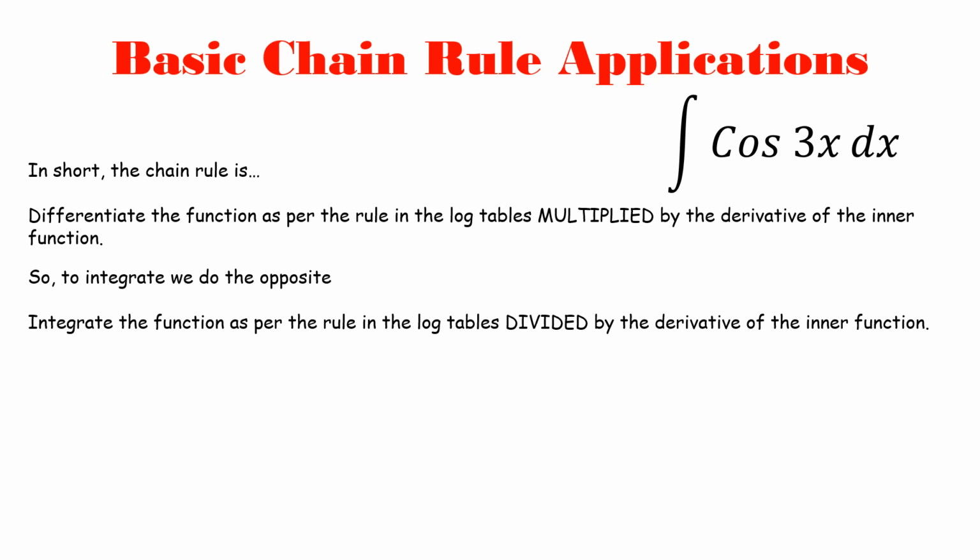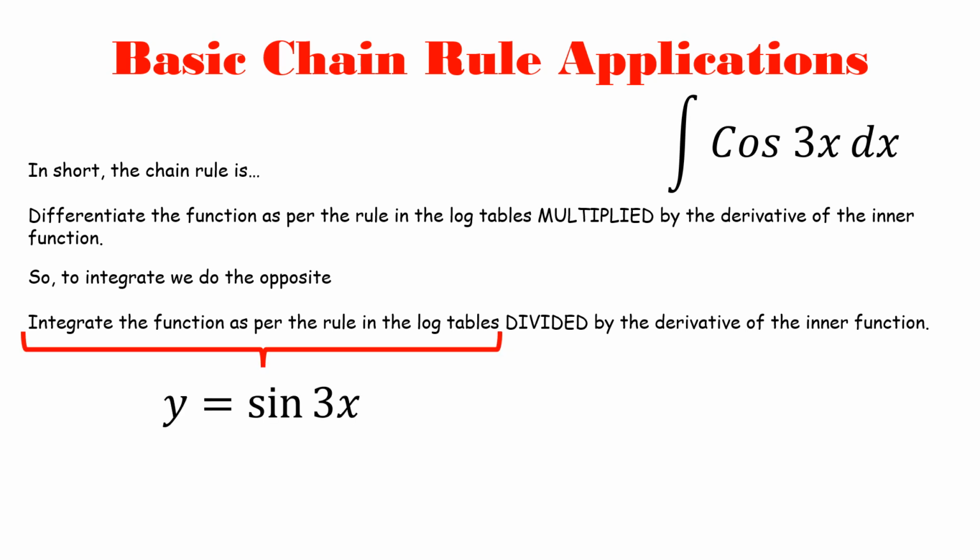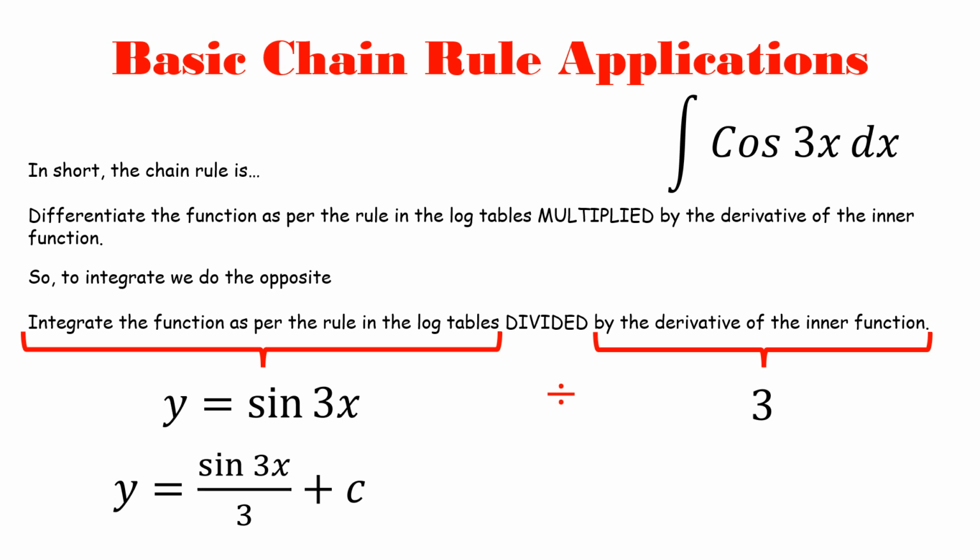So for cos 3x dx, we're going to integrate the function as per the rule in the log tables. On page 26, they tell us that the integral of cos x is sine x. So in order to do that, we're going to say that that's sine 3x. And we're going to divide that by the derivative of the inner function, which would have been our 3x. So we're going to divide by 3. That gives us the answer y equals sine 3x over 3 plus c. So that is the chain rule in reverse.